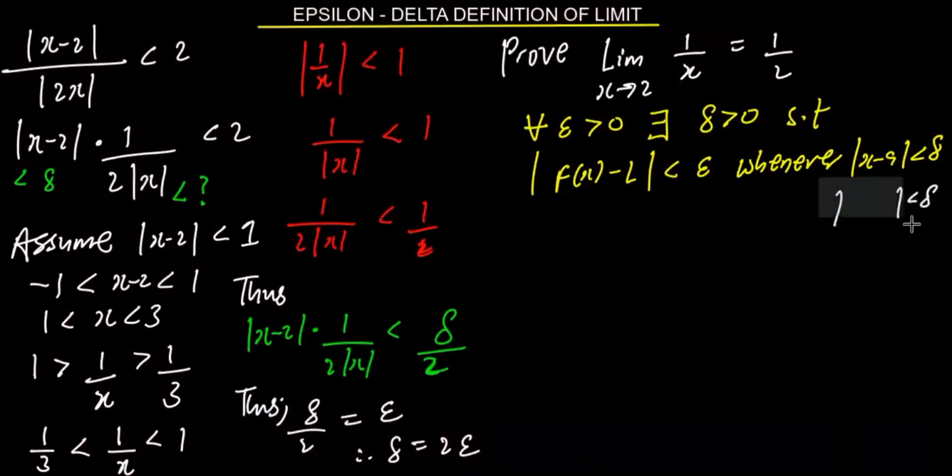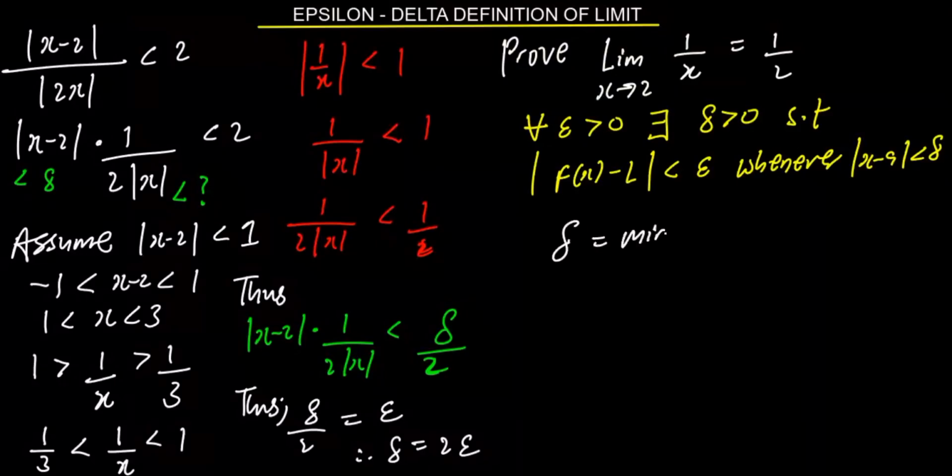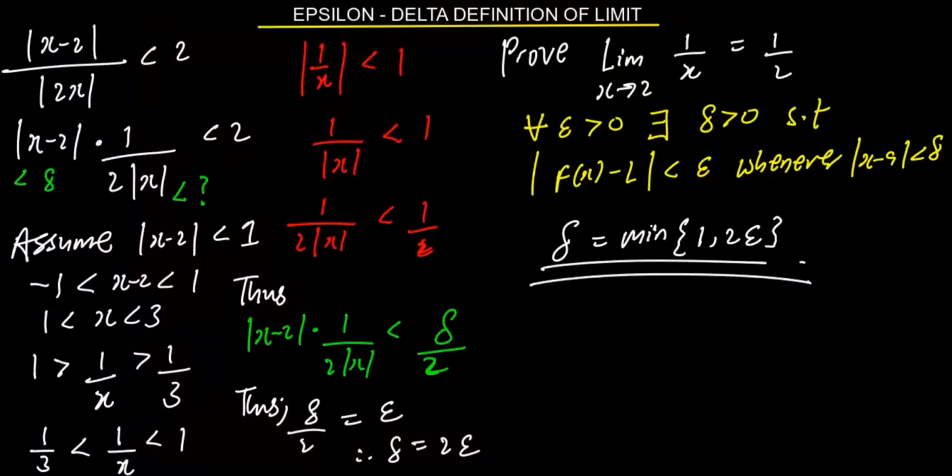Therefore, I will now put my answer the way we should put it, which means that delta will be equal to the minimum in brackets 1, comma 2 epsilon. And this is the end of the video. So that's that for that.